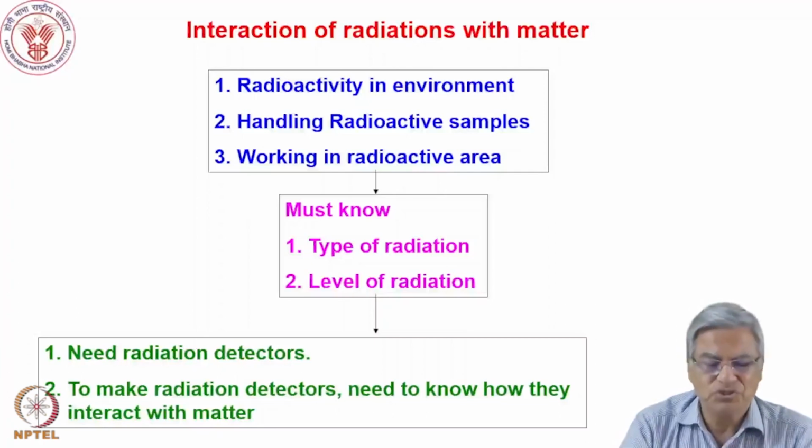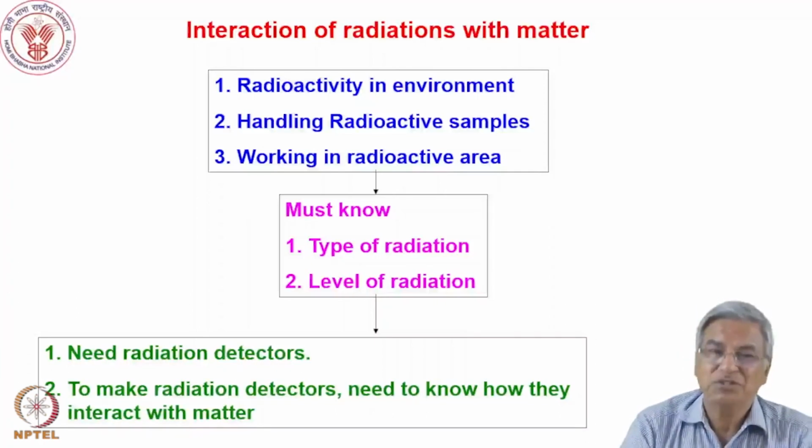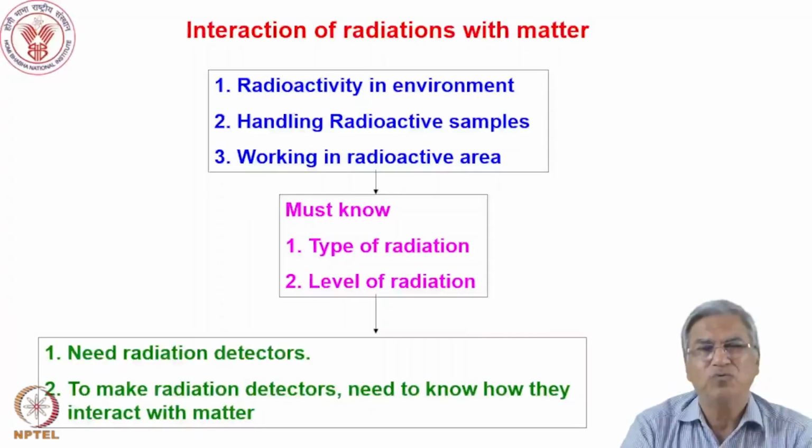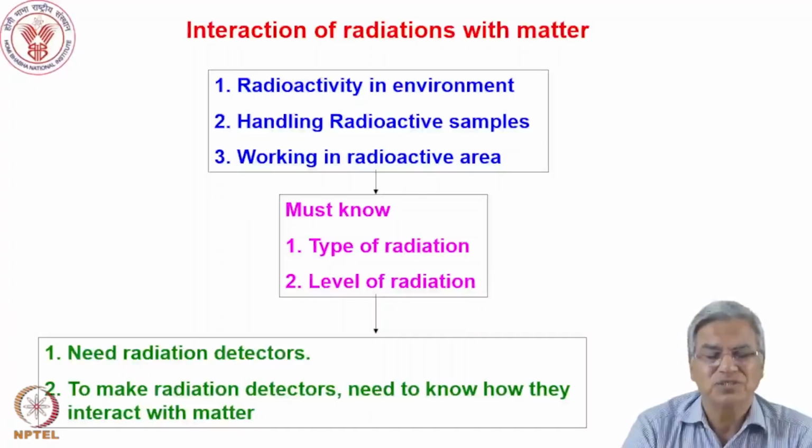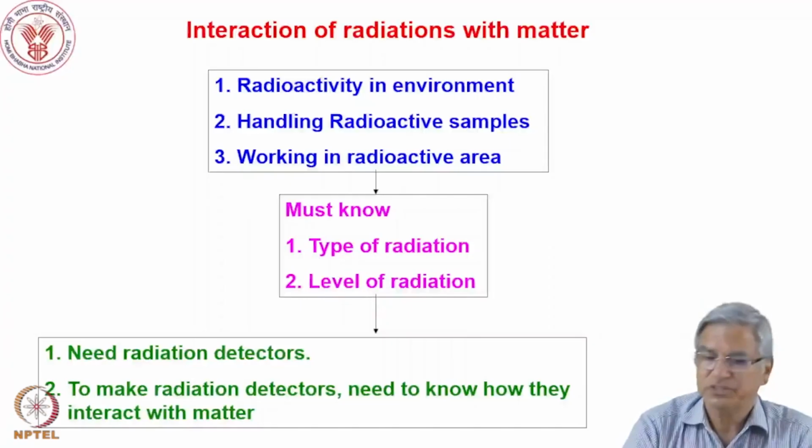Since the radiations are invisible, we need suitable detectors when we go to a radioactive area or when we want to count radiations. And to make the radiation detectors, we need to know how these radiations interact with matter. Depending upon that, we can discuss how to make a detector for a particular type of radiation.